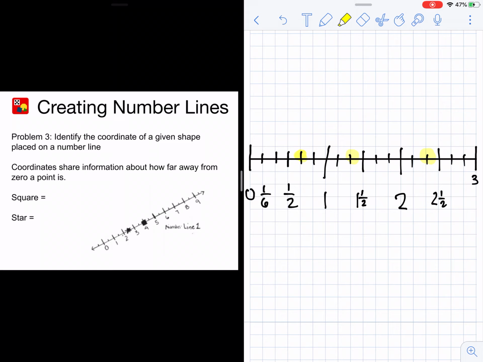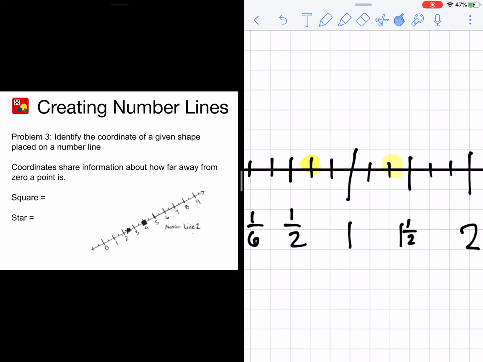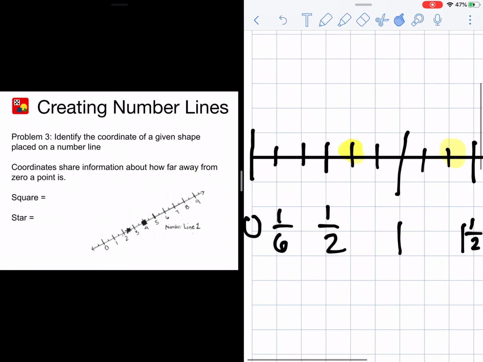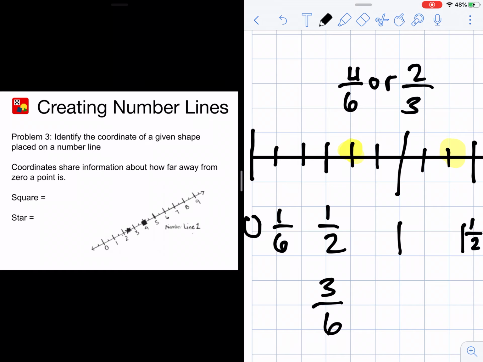what is the location. So the location of the first one is I have 1/2, and it's 1/2 plus 1/6. So 1/2 is also the same as 3/6. So 3/6 and 1 more 6. This is going to be 4/6 or 2/3.